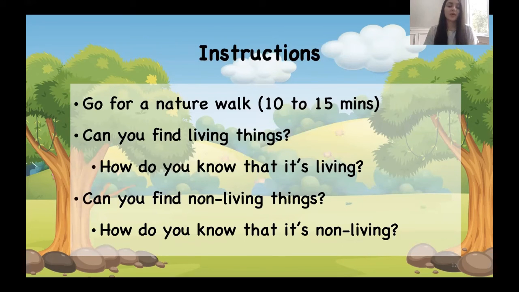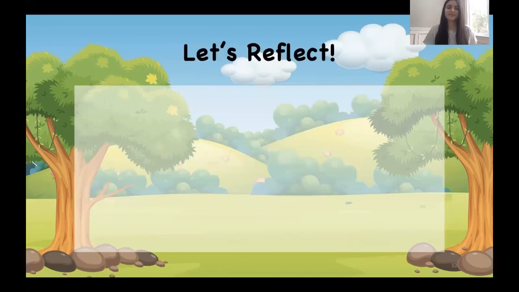So for our activity, we're going to be going on a nature walk, as I said, and it's going to be about 10 to 15 minutes. What I'm going to ask you to do on your walk is to find living things. So make sure to ask yourself, is this a living thing? How do I know that it's actually a living thing? Think back to the 5 points that we discussed earlier. Can you find non-living things? How do you know that it's non-living? Think about the 5 points that we talked about earlier. Hopefully now you have the ability to look and find living and non-living things and tell the difference between the two.